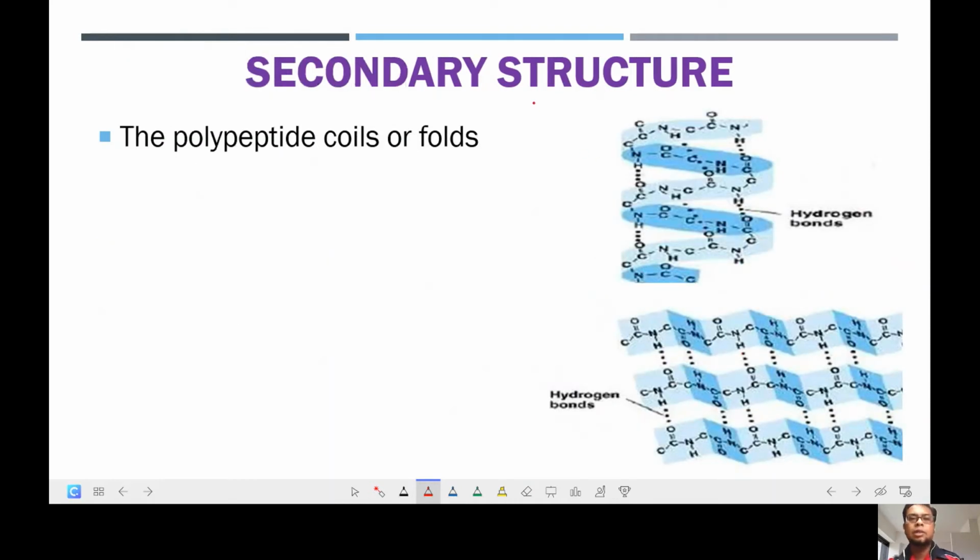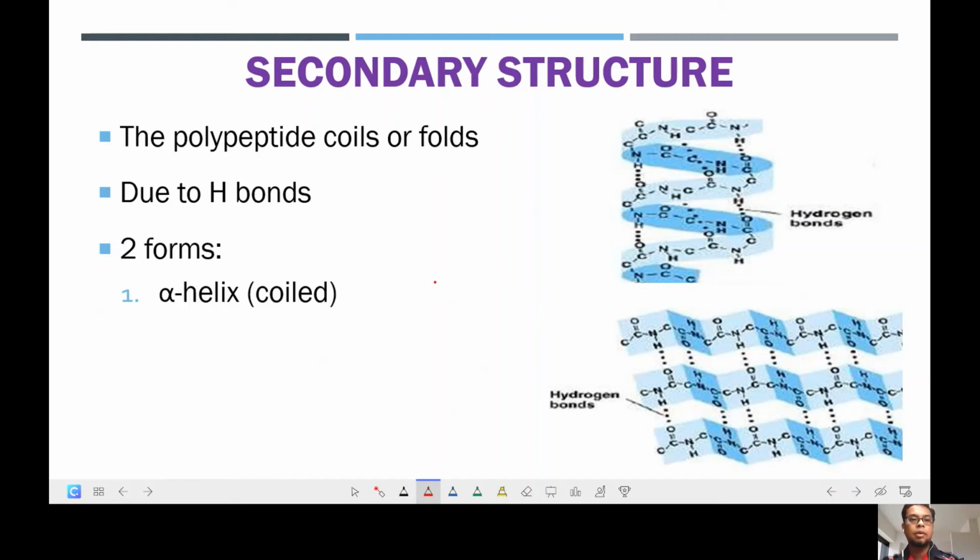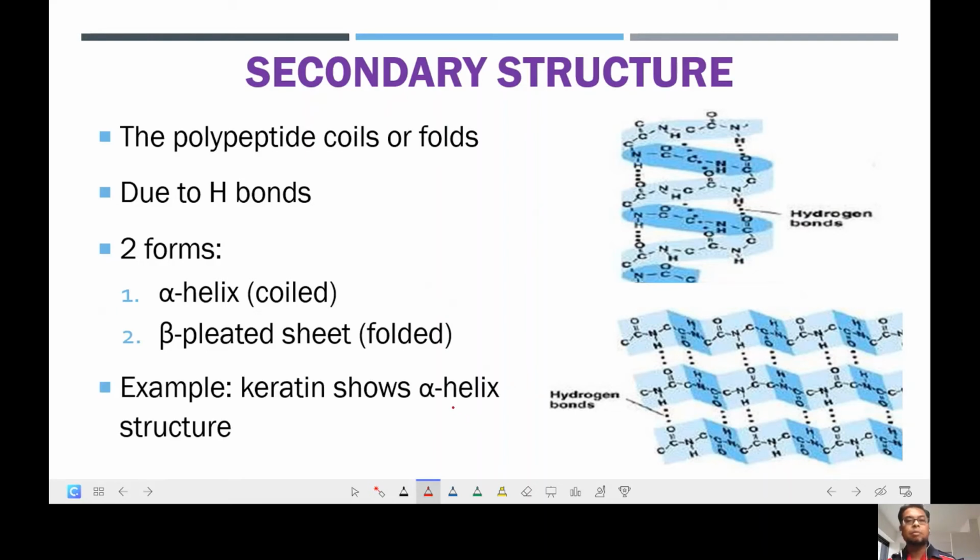Meanwhile, the secondary structure will be shown when the polypeptide coils or folds. This is due to the hydrogen bonds that we can see connecting the monomers together over here and over here, or somewhere over here. As a result, there will be two forms of secondary structure that can be observed. The first form is known as the alpha helix structure, which shows a coil structure like this. And the second type is the beta pleated sheet, which shows a folded type of structure like this. For example, keratin is a type of protein that shows the alpha helix structure.